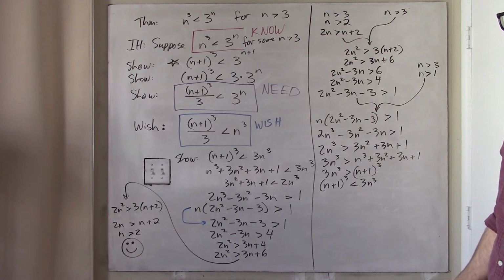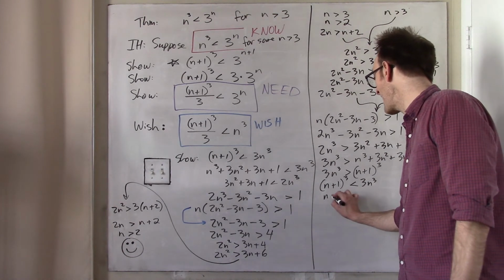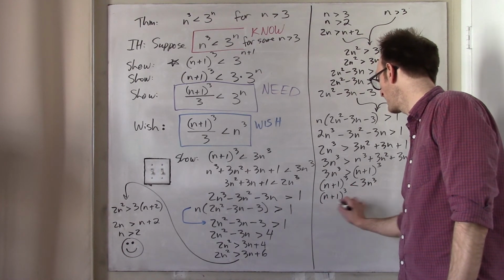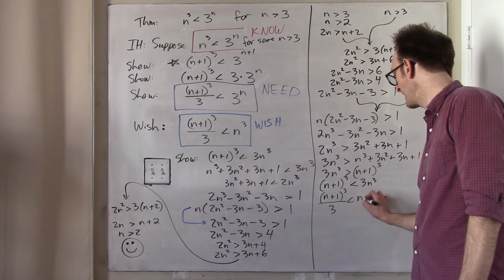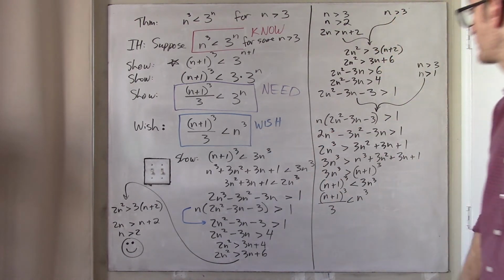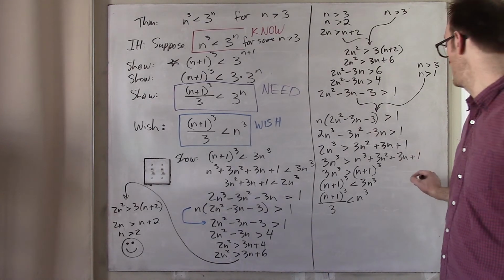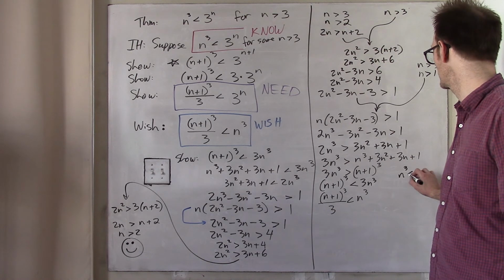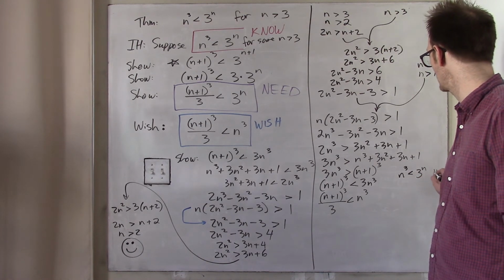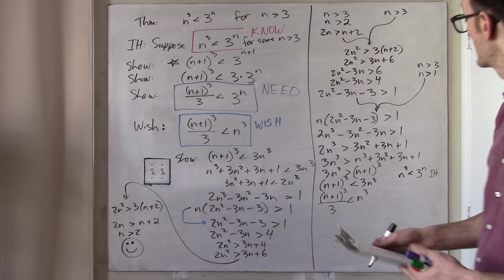And if I just divide by 3, I have now proven the wish. And that's what I wished to prove. Why did I wish to prove that? Because I also know that n cubed is less than 3 to the n. That is my inductive hypothesis.